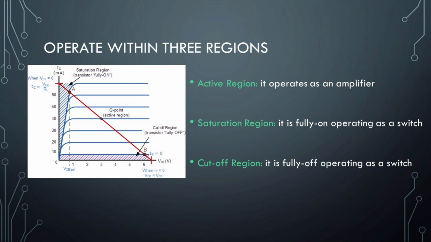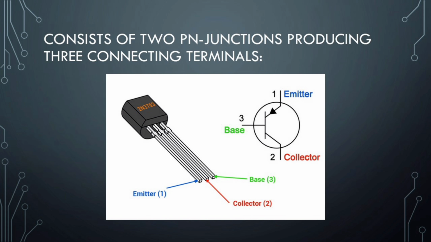Saturation: the transistor is fully on, operating as a switch. That is, both the emitter to base and base to collector junctions are forward biased. Cutoff: the transistor is fully off, operating as a switch. That is, both the emitter to base and base to collector junctions are reverse biased and no current flows through the transistor.